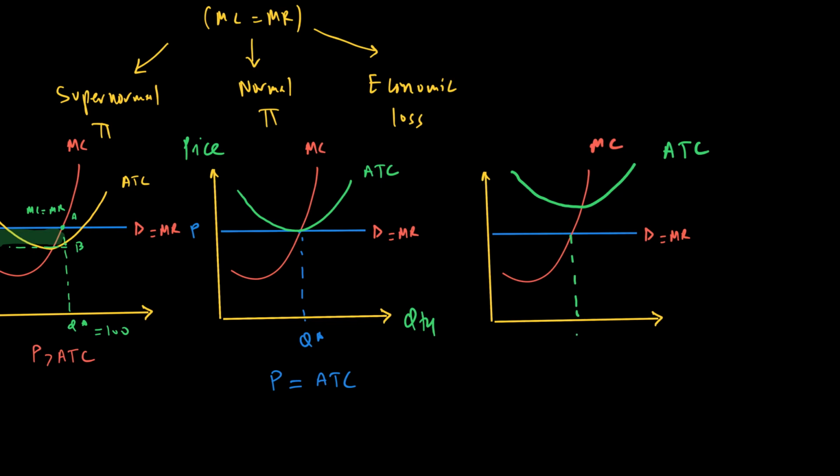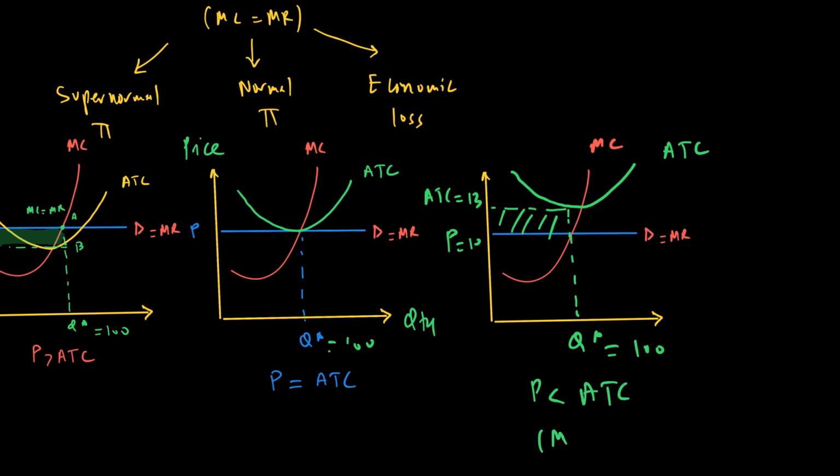So I'm looking at a quantity Q star, and my loss is equal to this much because my price is at $10. Let's say ATC is $13, and we're looking at a loss of this much. So I'm looking at Q star to be, let's say, 100. So we're looking at a loss of 300. So price is less than ATC in this case.